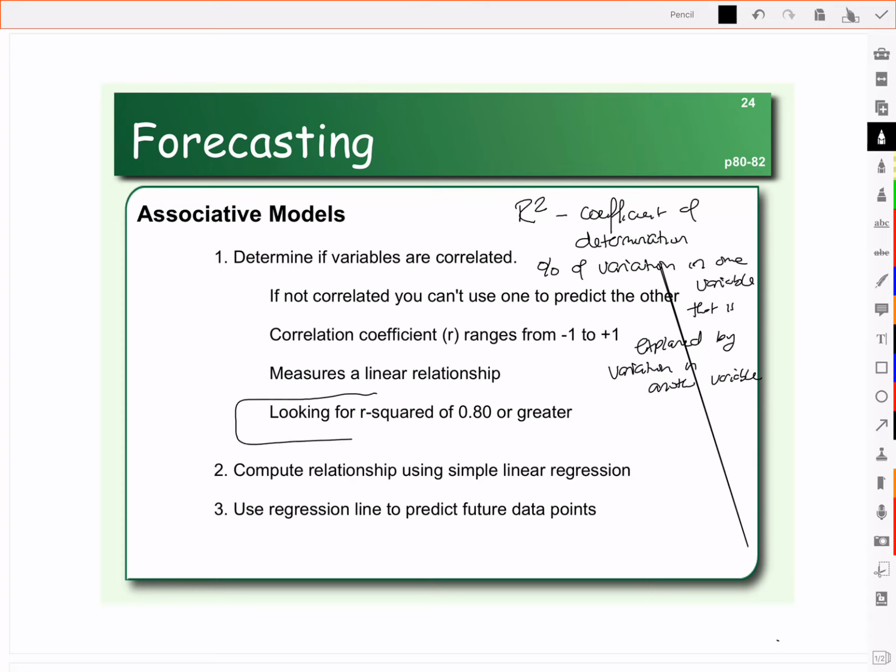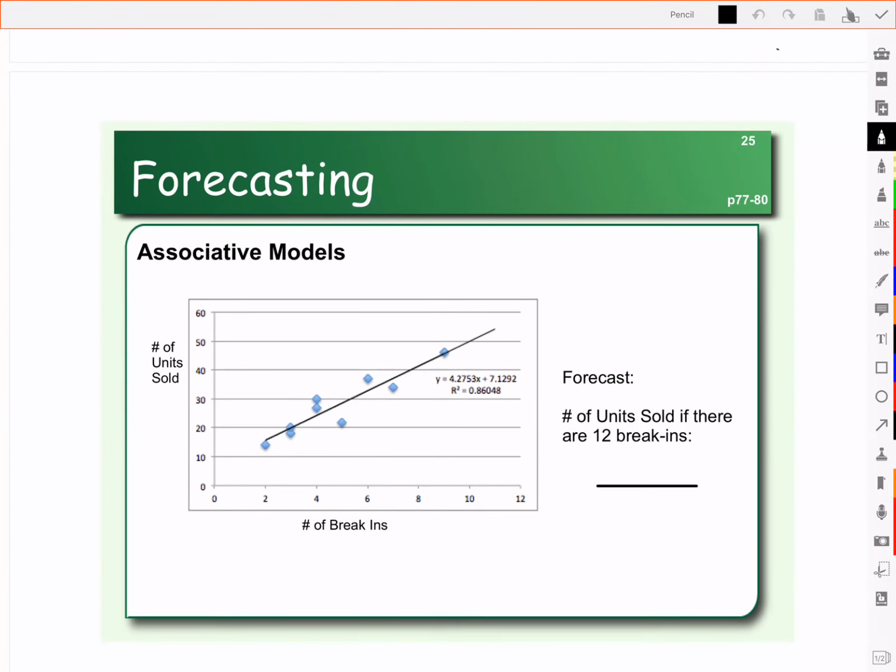We are looking for an R-squared of 0.8 or greater. So what we do is we take our data, we put it into Excel, we do a line of best fit, we have Excel give us a formula and report an R-squared. Okay? So we're looking for an R-squared of 0.8 or better.